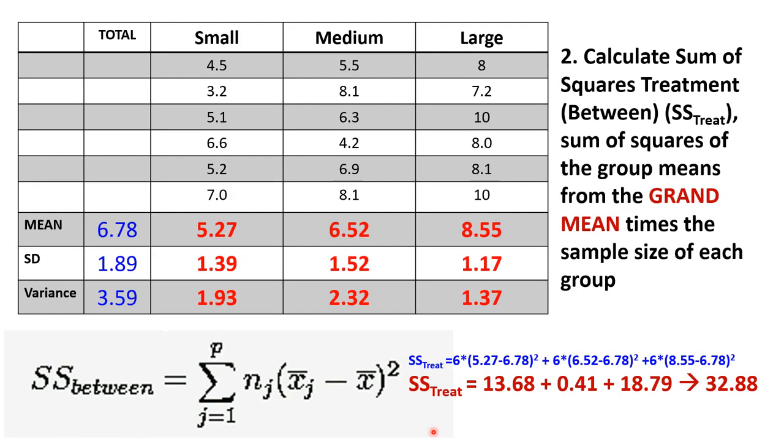Now we calculate the sum of squares treatment. This is between treatments, okay? In this case, we take the group means and we subtract the grand mean from the group mean. So in this case, 5.27 minus 6.78 squared plus 6.52 minus 6.78 squared plus, right? So the sum of squares for each group, right? This is between group differences, right? And in that case, we get 32.88.